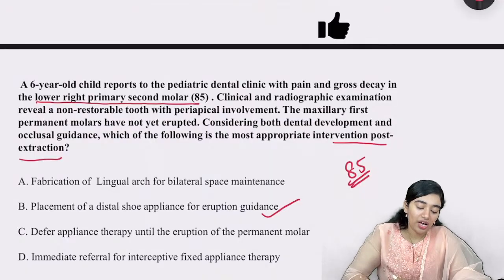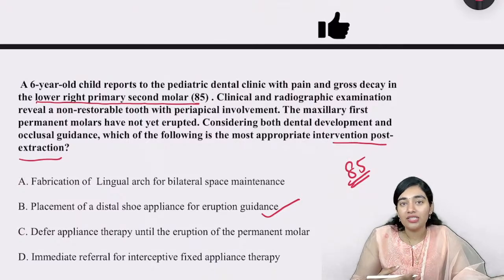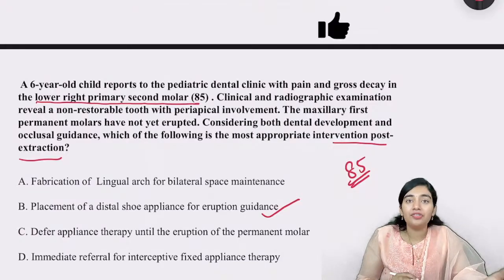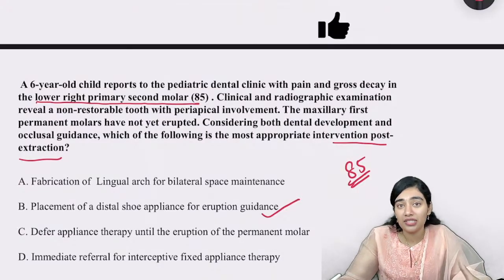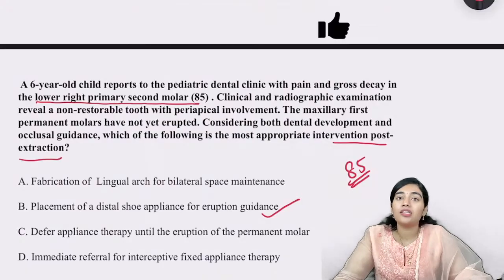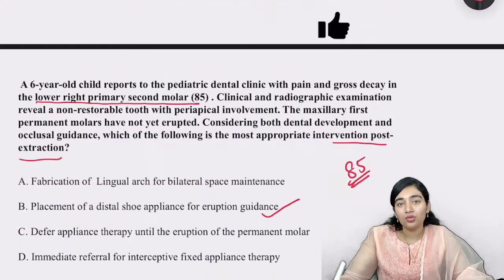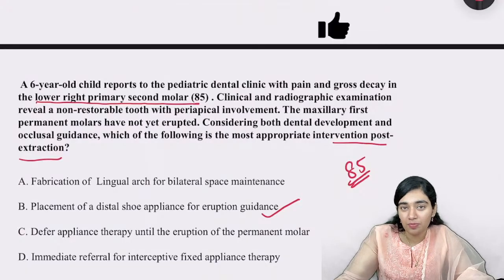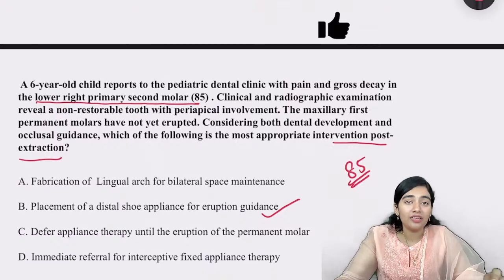Okay. So lingual arch, how can we, already on one side the molar is lost, and also the first permanent molars are not in place. So we need to guide the eruption also. So lingual arch is not the appropriate treatment here. We can't defer the appliance therapy because whenever there is an edentulous space, there is always a tendency of the tooth to drift mesially. And then immediate referral to interceptive fixed appliance therapy, that also we can't do. We need to first prevent the malocclusion from happening, right? We need to guide the first permanent molar in its place. So the best therapy that we can follow is the distal shoe.